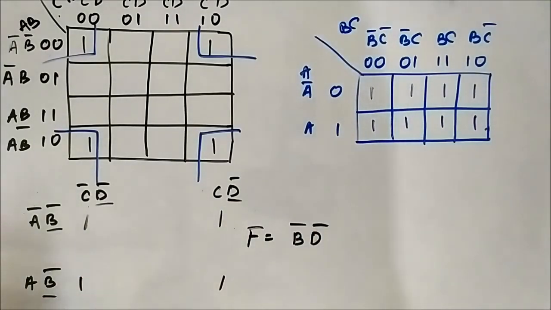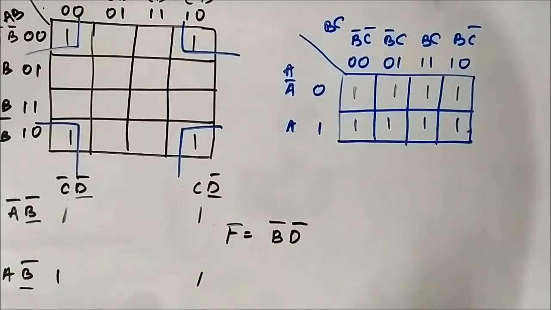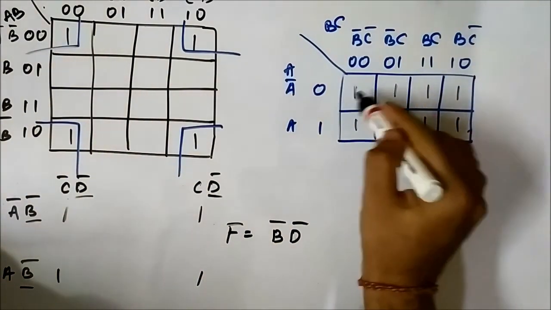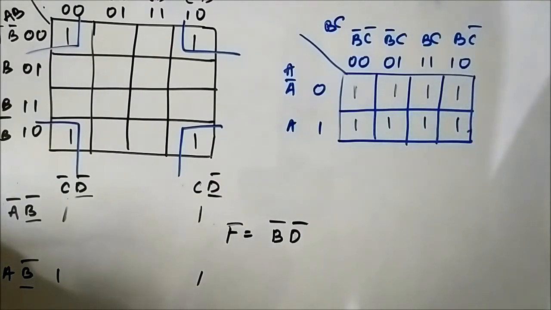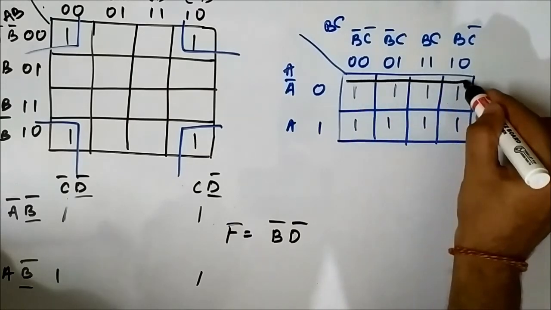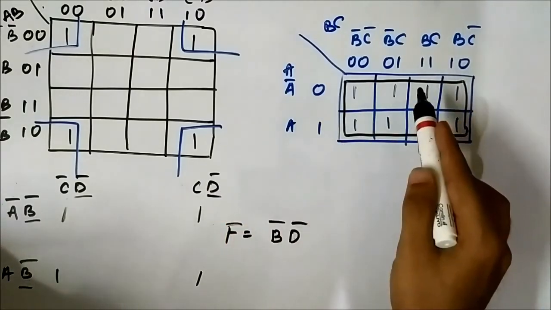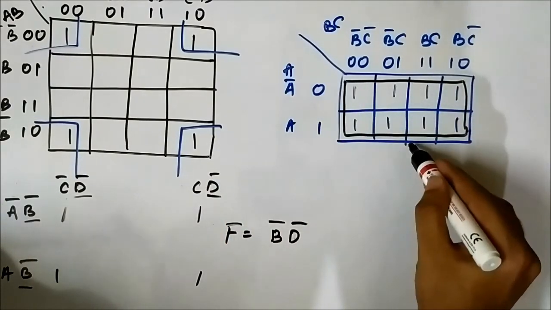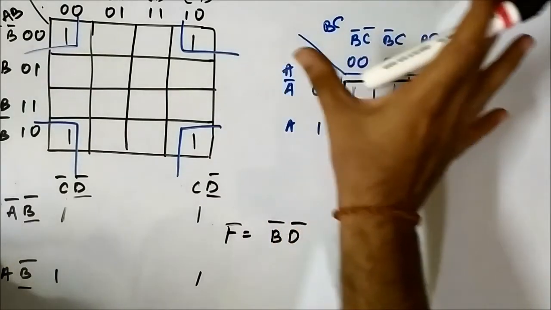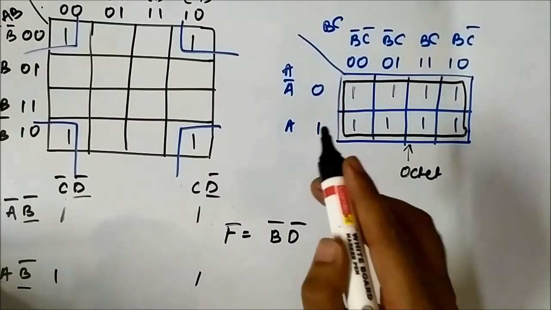Another interesting thing is this here. In this we have taken a 3 variable K-map, this was a 4 variable K-map. In this 3 variable K-map, you see all the cells are marked as 1. So we can form one big octet accommodating all the cells of the K-map. See, all the cells of the K-map. So here in this octet, you see all the cells are accommodated. So there is no common variable. Okay, no common variable is there.